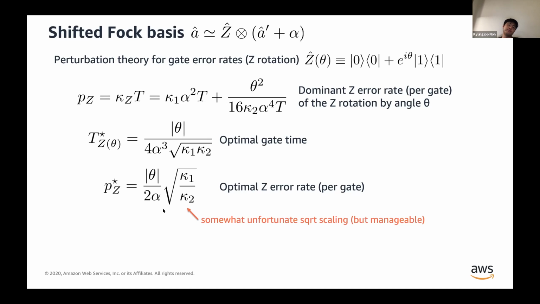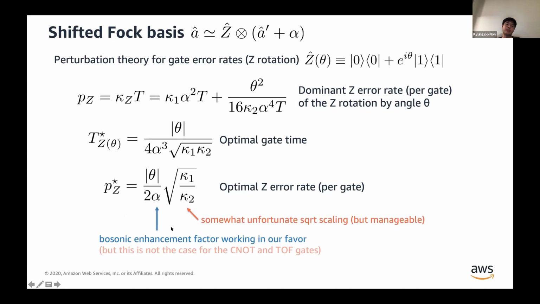But what's really unfortunate is that it's been square rooted. So when it's translated into gate error rate, even if we have kappa 1 over kappa 2 of 10 to the minus 4, it translates to like 10 to the minus 2, so just a few percent of gate error rate. So that's a little bit unfortunate. But in this specific example, this bosonic enhancement factor is actually working in our favor. So that's at least the good news. But it's going to turn out that this is not really the case for the CNOT and Toffoli gates.